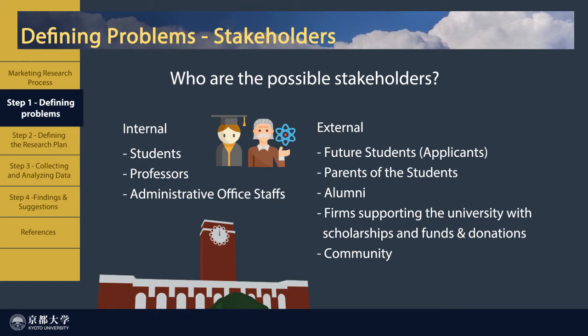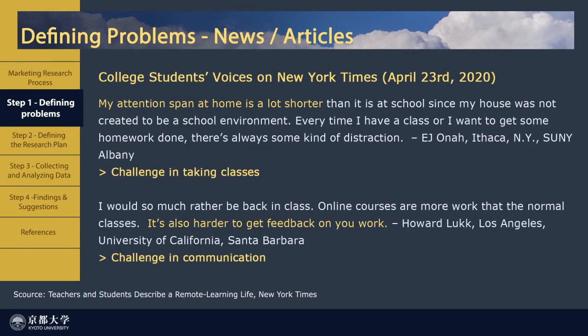If you see outside of the organization, the stakeholders are future students, parents of the current students, alumni, firms supporting the school, or neighborhood community. Then, with the possible stakeholders in mind, which were discussed in the previous slide, we went online to find articles and other information to find out how the COVID-19 situation had been affecting them.